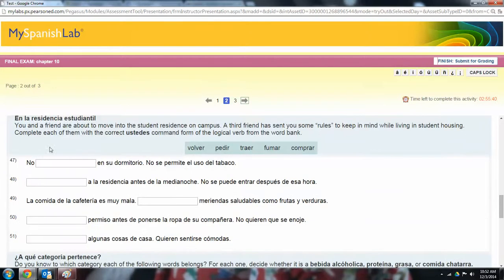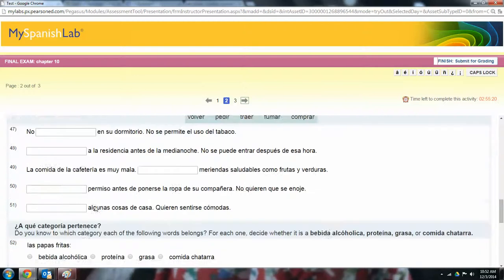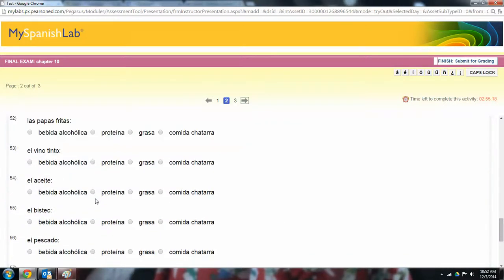Then down here it says "En la residencia estudiantil." You and a friend are about to move into the student residence on campus. A third friend has sent you some rules to keep in mind while living in student housing. Complete each of them with the correct ustedes command form of the logical verb from the word bank. So you're going to put all of these in the command form, the ustedes command form in this section.